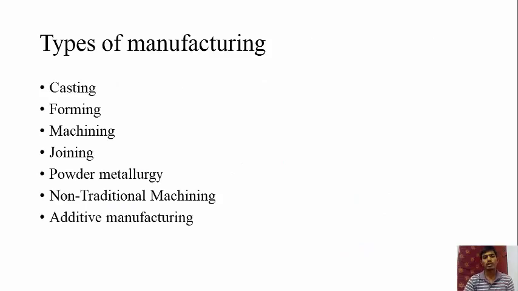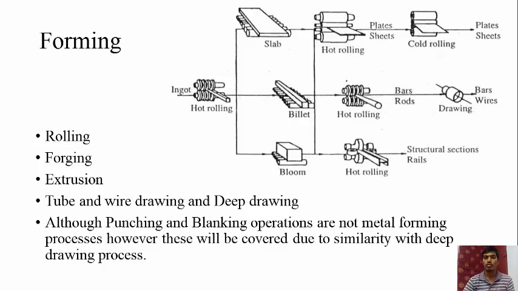As you all know, there are many types of manufacturing seen in mechanical engineering, namely casting, forming, machining, joining, powder metallurgy, non-traditional machining, and finally additive manufacturing. These are the conventional manufacturing processes which have been there for a very long time, and let us see how these manufacturing processes work and how they differ from additive manufacturing. So let us start with forming.